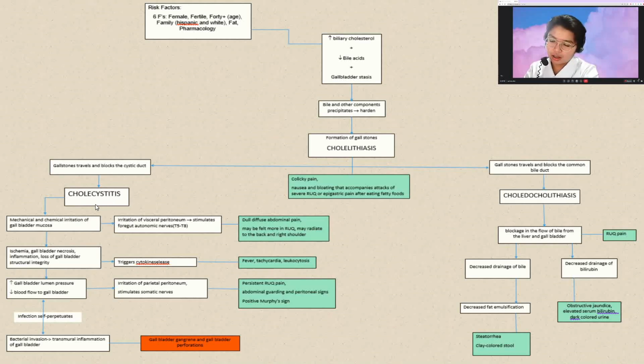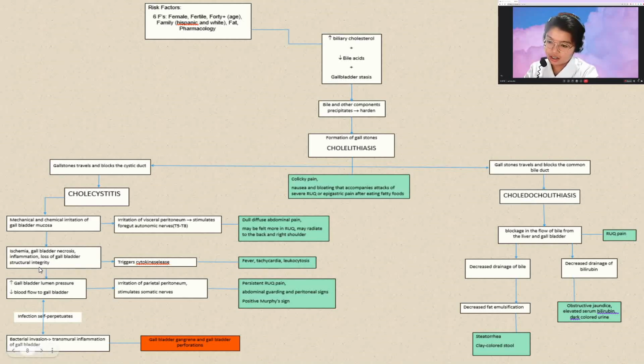So, remember, there is inflammation in cholecystitis. What, how, and why is there inflammation? Because there is ischemia, gallbladder necrosis, inflammation, and loss of gallbladder structural integrity.